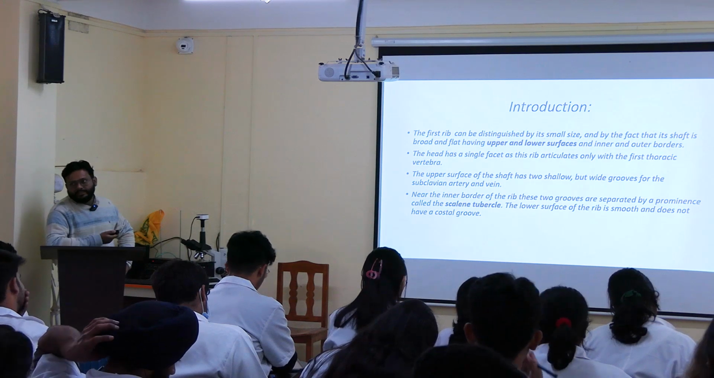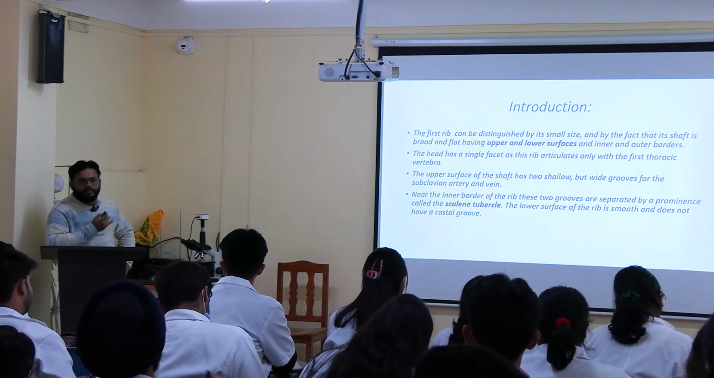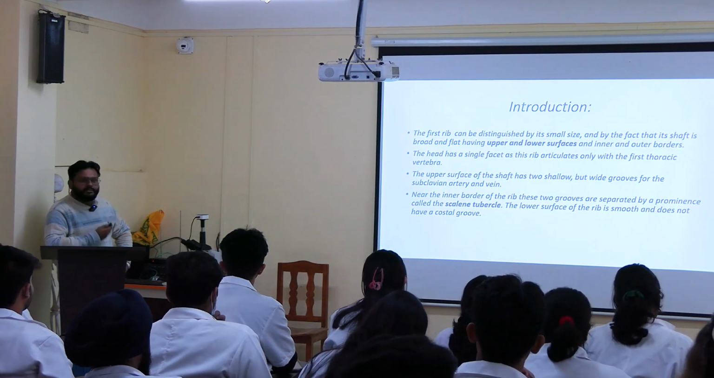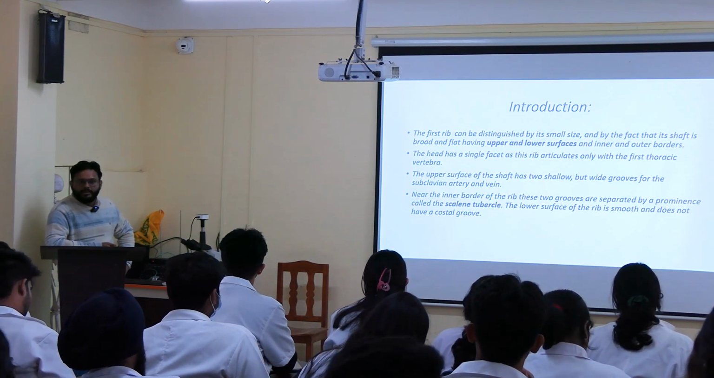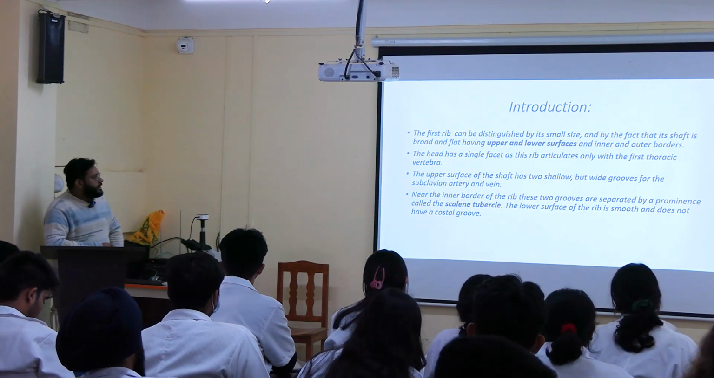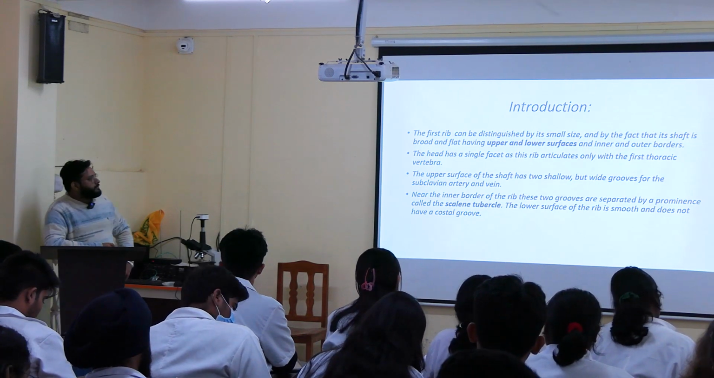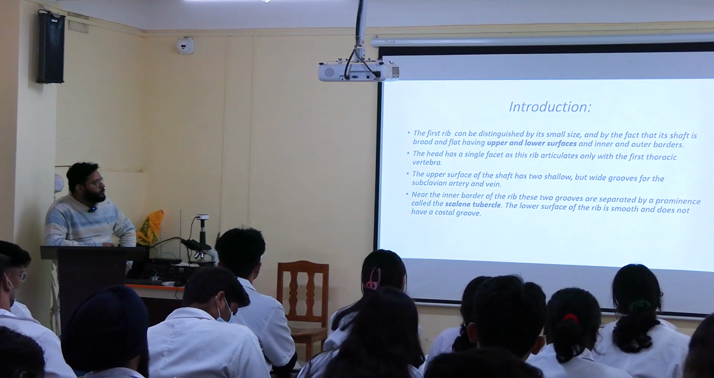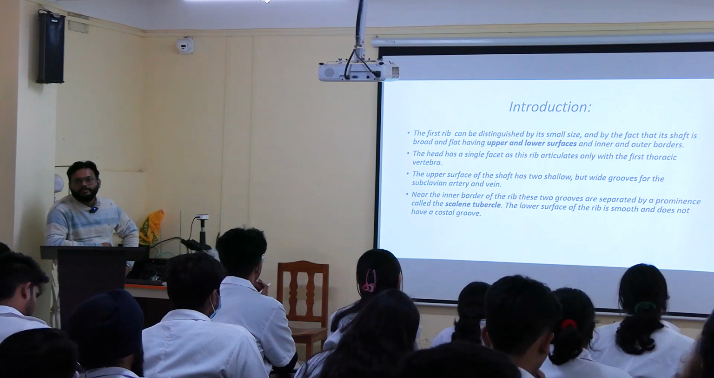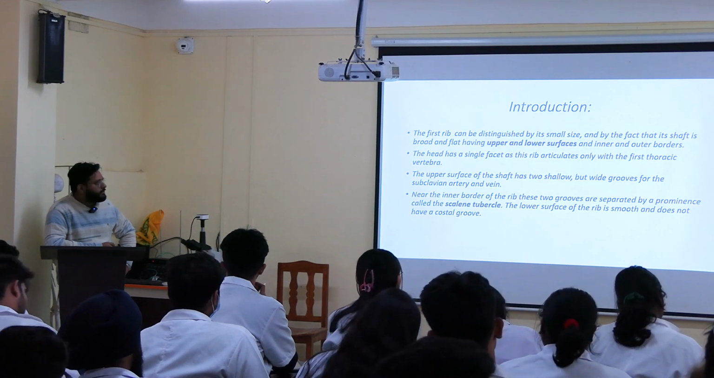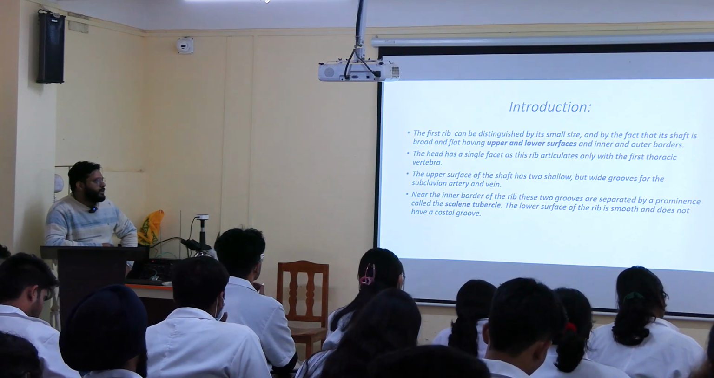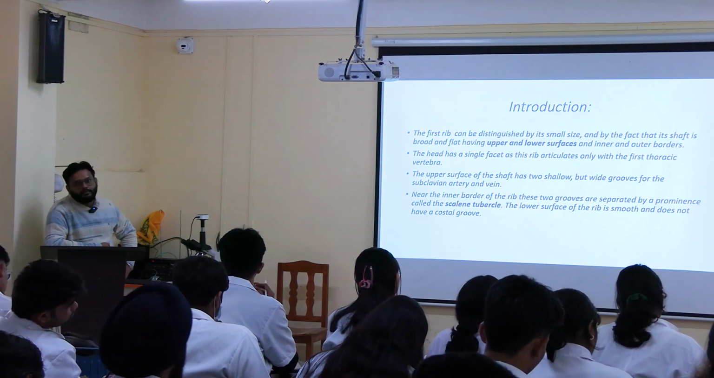अगर एग्जाम पे रिब देता है तो ये वाला ही, I will prefer to choose this one, ठीक है। इसमें से कोई टफ सवाल पूछना ऑलमोस्ट इम्पॉसिबल है, सब कुछ नाम में ही है, ठीक है। Near the inner border of the rib there are these two groups separated by a prominence known as the scalene tubercle, ठीक है। The lower surface of the rib is smooth and does not have a costal group.